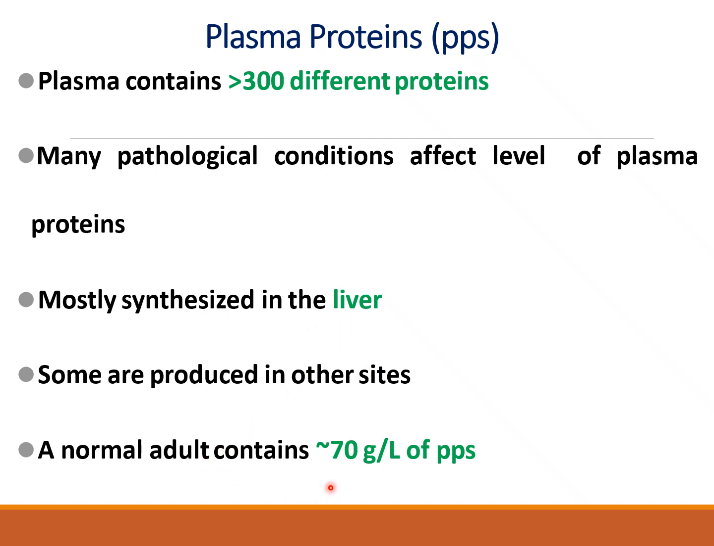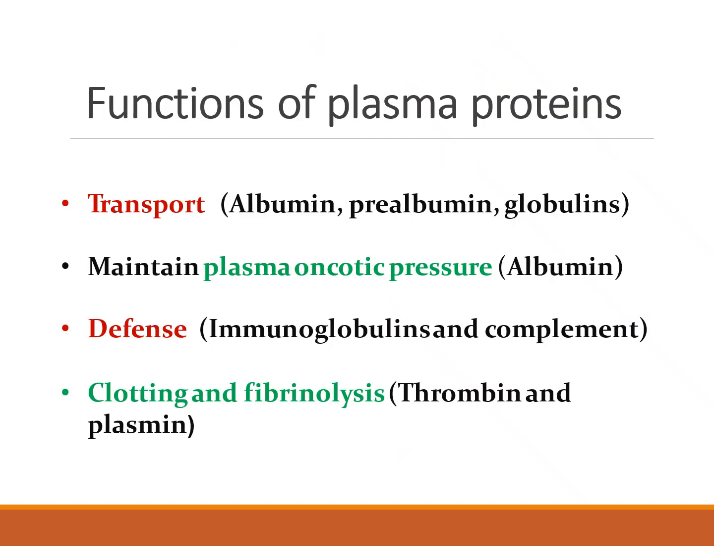A normal adult contains approximately 70 gram per ml of plasma proteins. Next, the functions of plasma protein, and you have to concentrate on the important points. A very important function is transport, carried out by albumin, pre-albumin and globulins. Another is maintenance of plasma oncotic pressure, where albumin plays an important role.